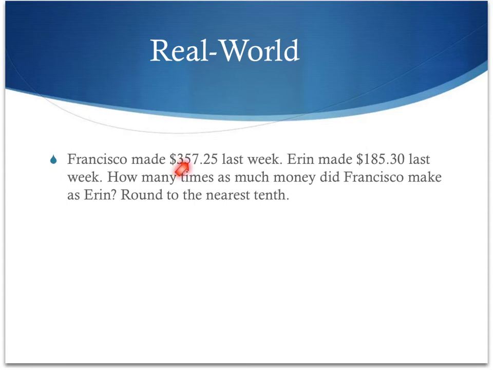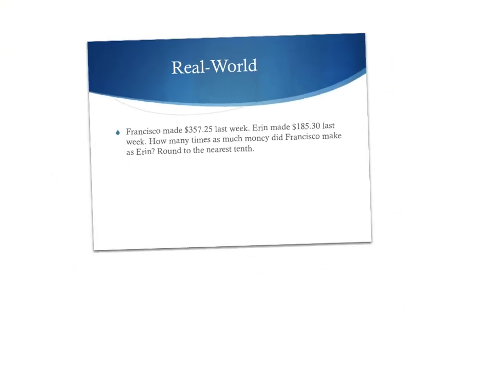So a couple of pieces of important information. The money that they each earned. Looking at how many times as much, there we're going to look at the division. How many times as much talks about dividing, even though you see the word times in here. And then finally, rounding. We need to round our answer to the nearest tenth. So there's a lot of things in here that I need to do. First thing I want to do is set up the problem. I'm going to give myself some room here to write. So that's going to be 357.25, 25 cents, and I'm going to divide that by $185.30.